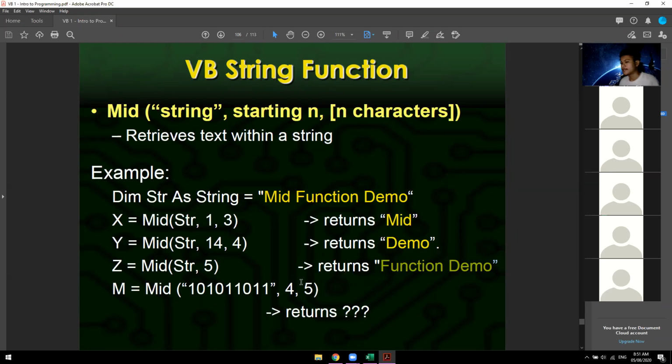How about letter M? Ano yung result natin sa letter M? Anong result ng letter M natin? 0, 1, 1, 0, 1. Okay, tingnan natin. 1, 2, 3, 4. Dito ka nag-stop, dito ka na mag-start. 0, 1, 1, 0, 1. So 5 characters. Okay? So that is for mid.